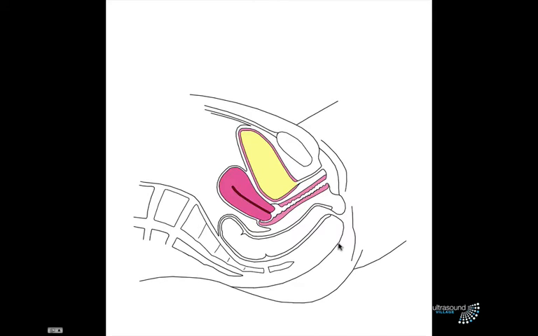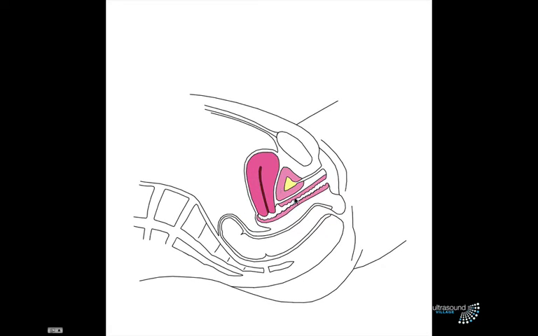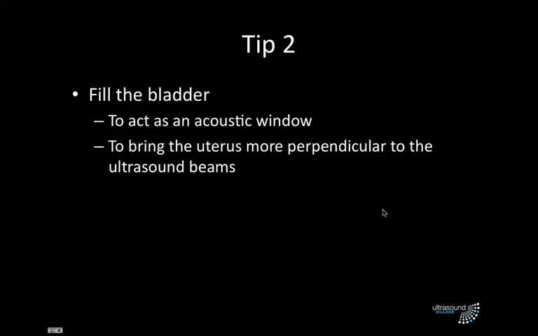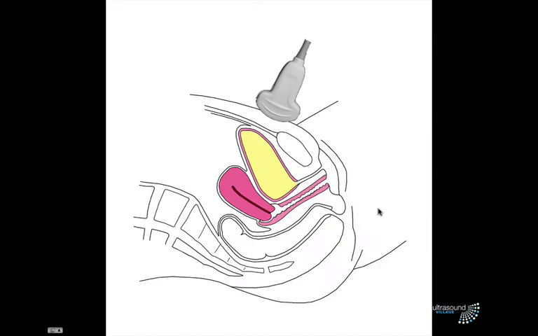Okay. But I said that our picture's better with a full bladder. So here the uterus is anteverted. As your bladder fills, it pushes the uterus back. And as we know, we can see very nicely through the bladder. The bladder acts as an acoustic window, and it makes the uterus more perpendicular to the ultrasound beam.